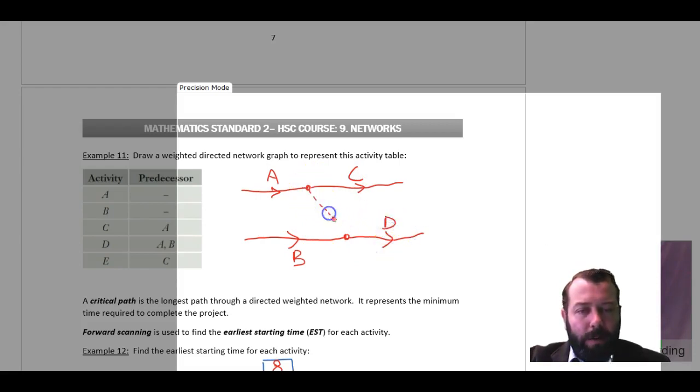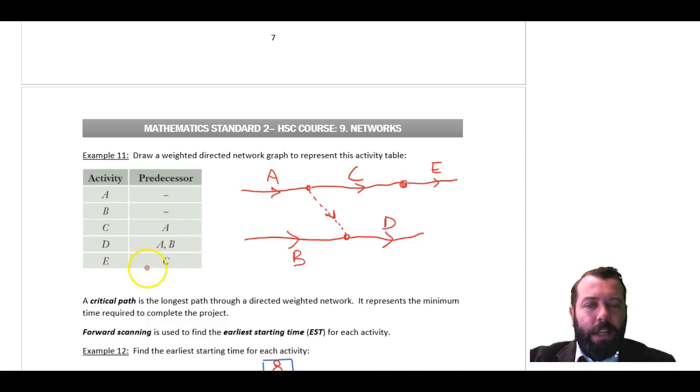So I have a little dummy activity. I'm going to draw it like this. That's what my dummy activity looks like. And that tells me that the predecessor of D is both, follow this along, A and B. Right, and now I can say that E comes here. So a dummy activity because there were two predecessors for this activity, but only one of those predecessors also relates to this activity.